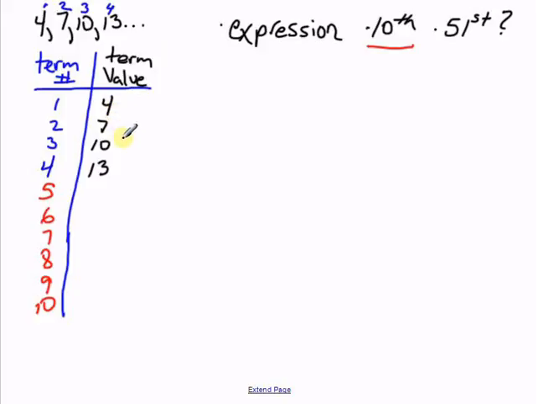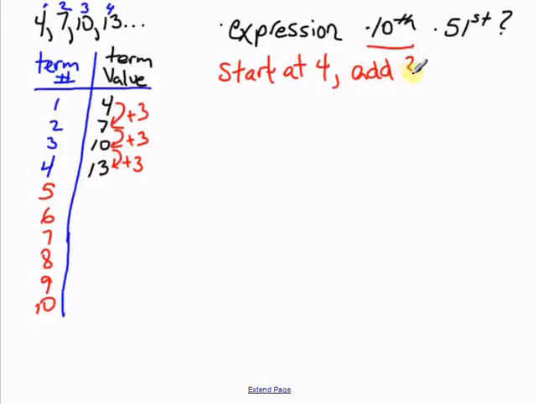So by looking at this pattern, the rule would be start at 4, because that's the first number in the pattern, and I'm adding 3 each time. Every time I add 3 to get from one number in the pattern to the next. And it's consistent. That's the pattern. Start at 4, and then I add 3 each time.